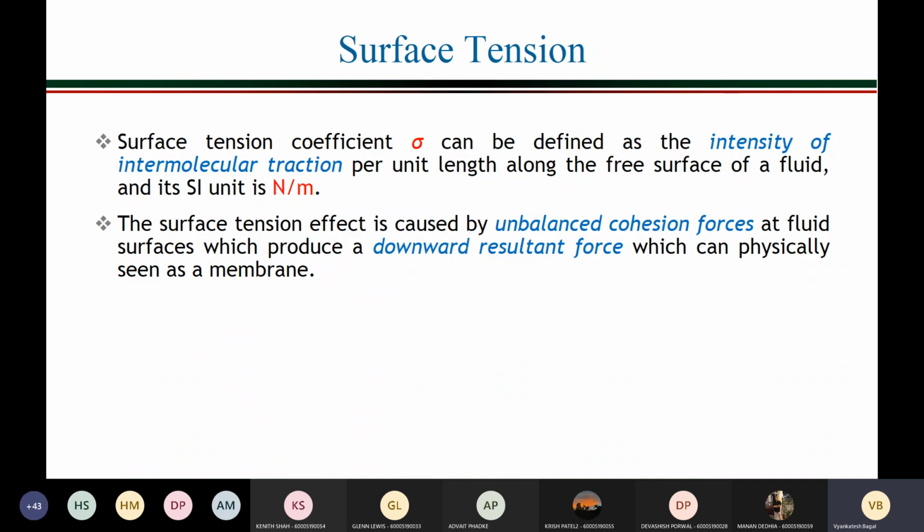Now why does the surface tension occur? The reason is the unbalanced cohesion forces which are present at the surface, and they produce a net downward force which acts through the surface in the downward direction, right? And that's the reason why that film looks like a stretched, thin membrane, right? So that is the concept of surface tension.